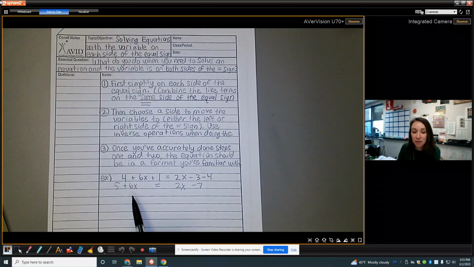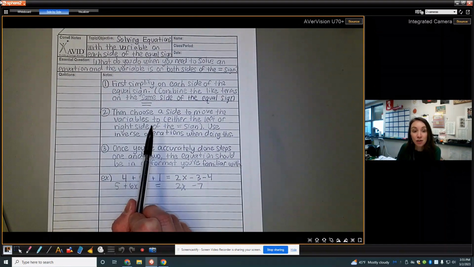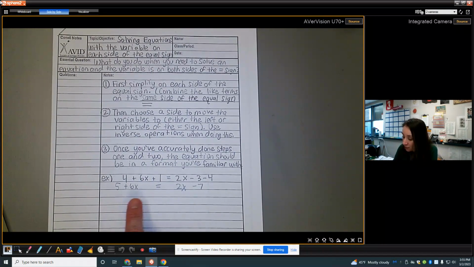Now that you have simplified on each side of the equal sign, you can move on to step 2. You need to choose a side to move the variables to, either the left or the right side of the equal sign. Use inverse operations when you're doing this. So looking at this right here, I can either move the 2x over there, or I can move the 6x over there. And when you do that, use inverse operations.